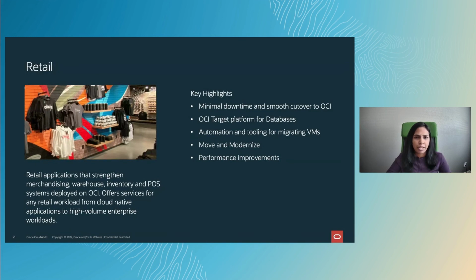Retail. The OCI platform allows retailers to run applications that improve their overall merchandising, inventory management, warehouse management, and also gather feedback and customer data to make important decisions. Some of the key highlights are to reduce downtime, both during and after migration. The target platform is databases, using as much automation as possible during the migration with the goal of improving performance.